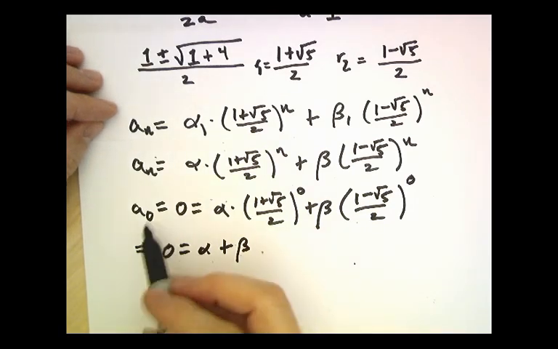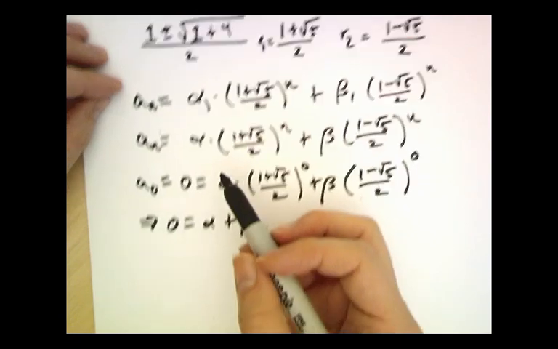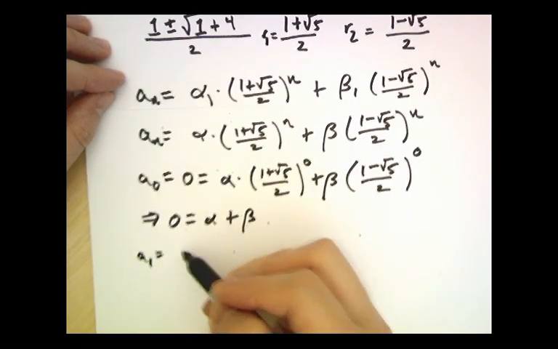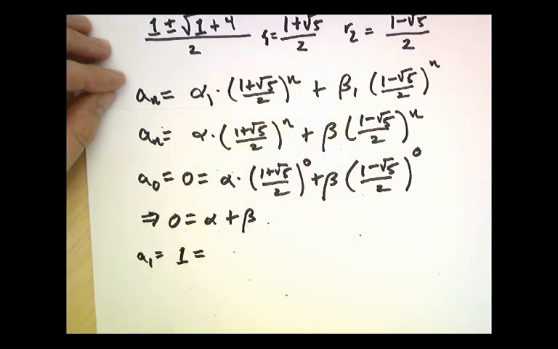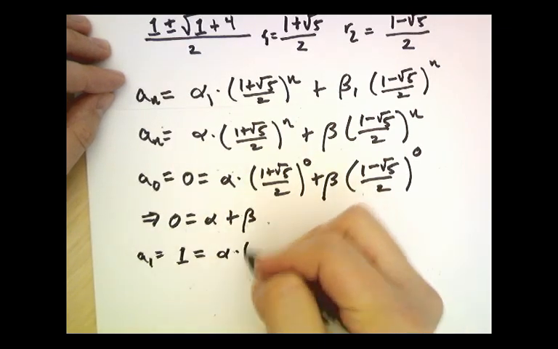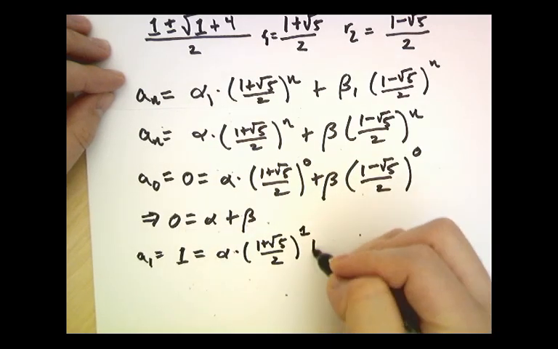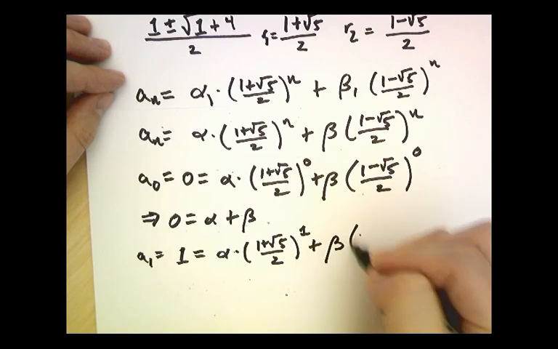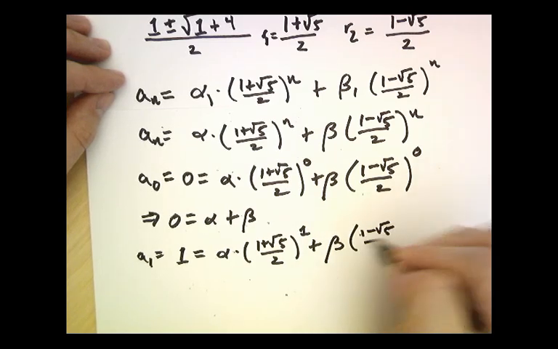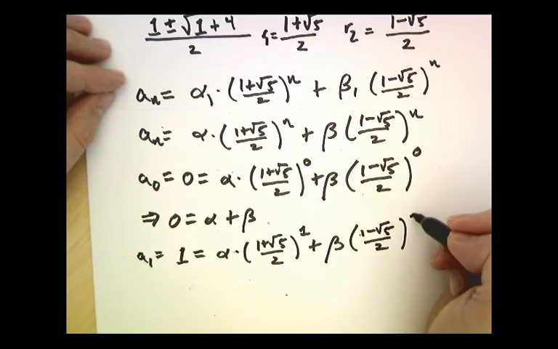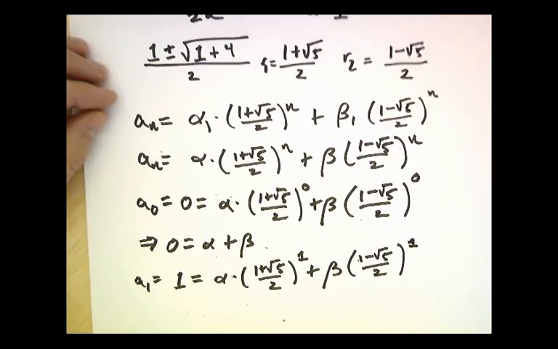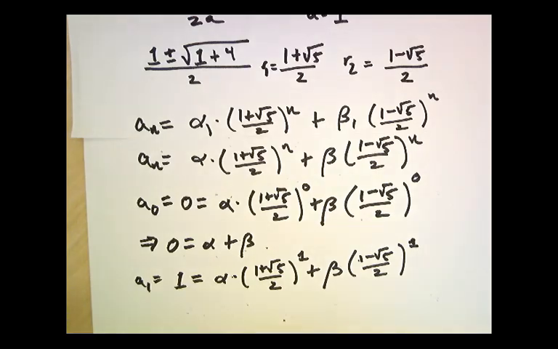Okay, that's good. Now we can use the other initial condition, a1 equals 1. This is going to be equal to alpha times 1 plus the square root of 5 over 2 raised to the 1 power, plus beta times 1 minus the square root of 5 over 2 raised to the first power. Okay, so now we have two equations and two unknowns. We're pretty much done.